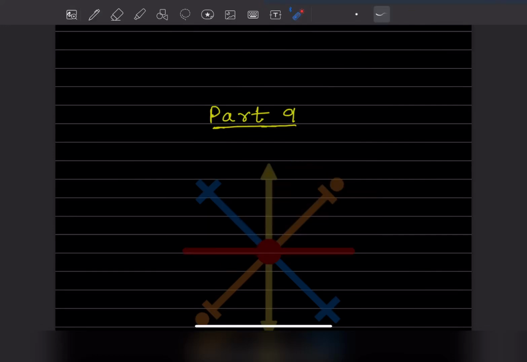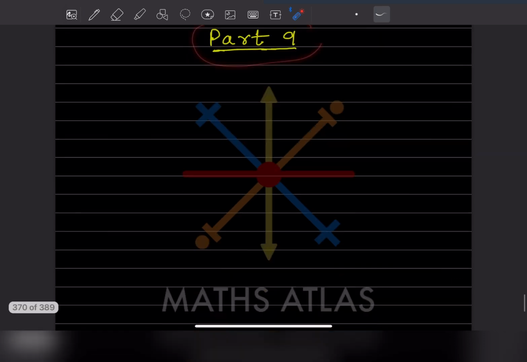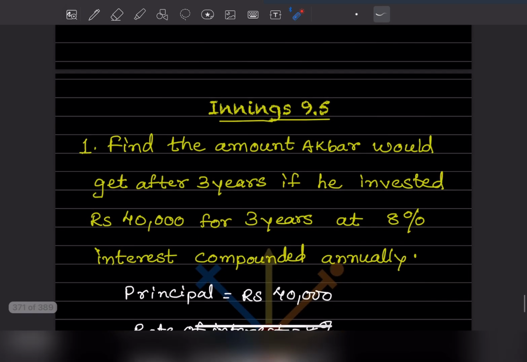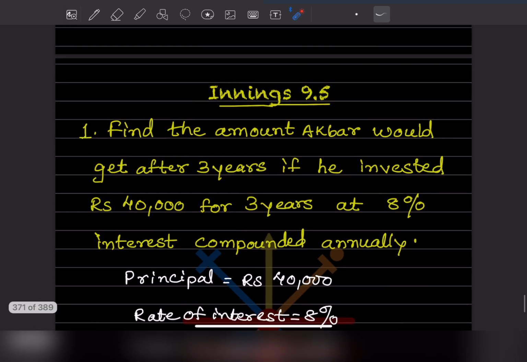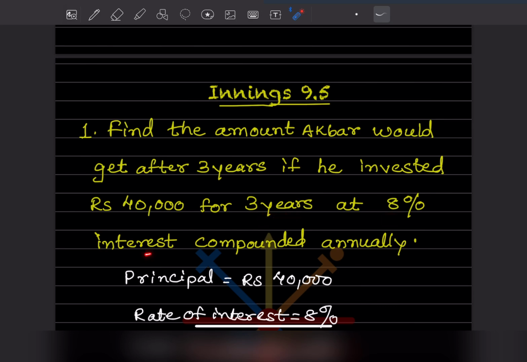So today let us do part 9, and we'll see exercise 9.5. The first question is: find the amount Akbar will get after 3 years if he invested rupees 40,000 for 3 years at 8% interest compounded annually.